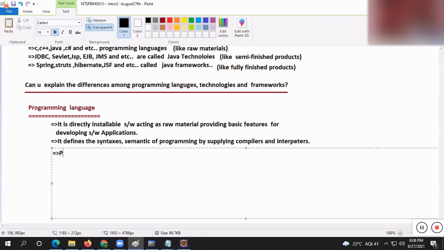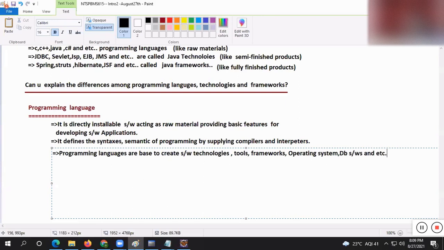Programming languages are the base to create software technologies, tools, frameworks, operating systems, database softwares, and etc. Everything will be created by using programming languages, directly or indirectly. What do you say, guys?